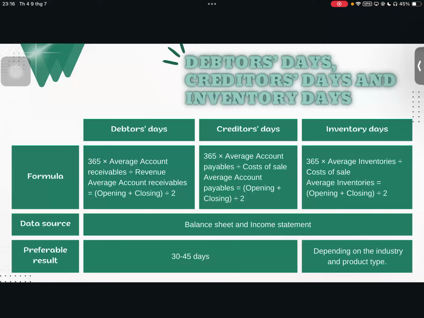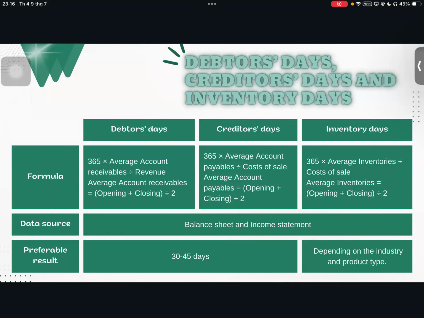Debtor days measure the length of time it takes the supplier to collect the debt from their customers. We take the number of days within a year, like 365, multiplied by the average account receivable, divided by revenue. And you can see that there is a part here known as average account receivable. This is equal to the average between opening and closing figure, or opening plus closing divided by 2. So this number says how long it takes a supplier to collect the money from their customers.